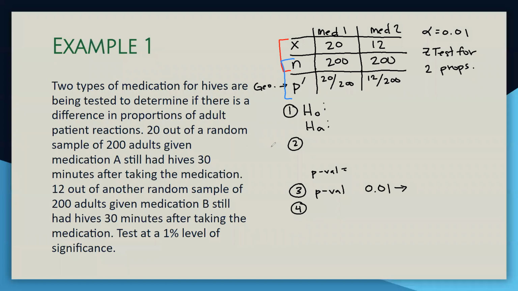So for our hypotheses, we're dealing with two proportions, P1 and P2. We noted that keyword difference, so we know the alternative is not equal to, and that's the claim. And then our null is equal to by default. For step 2, I'm going to use the TI-84 for this first example.